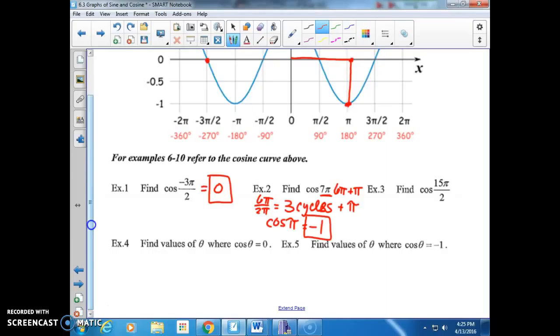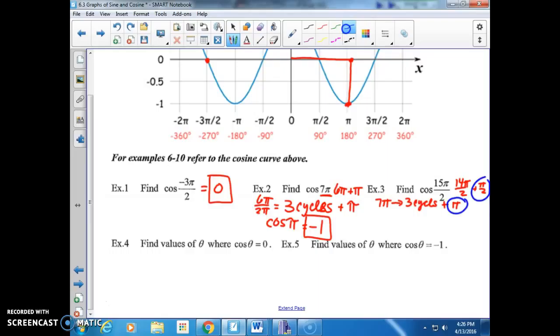So example 3, it's 15 pi over 2. Maybe I think, well, that's a hard one to think about. So maybe I think 14 pi over 2 plus pi over 2, because 14 plus 1 is 15. That ends up giving me 7 pi, which, again, is 3 cycles plus a pi. So if I combine my 2 leftovers, I have pi and pi over 2. I always get it to an even number, and then that one I had to convert.